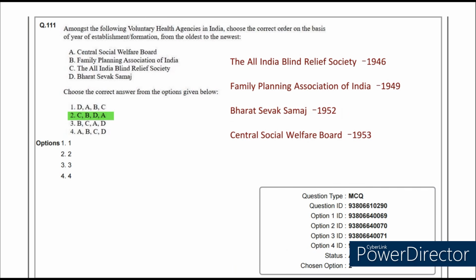And now coming to question number 111, again a chronological question on the year of establishment of voluntary health agencies in India. So first should be All India Blind Relief Society, followed by Family Planning Association of India, next Bharat Sevak Samaj, and the last should be Central Social Welfare Board. So the correct sequence should be C, B, D and A.